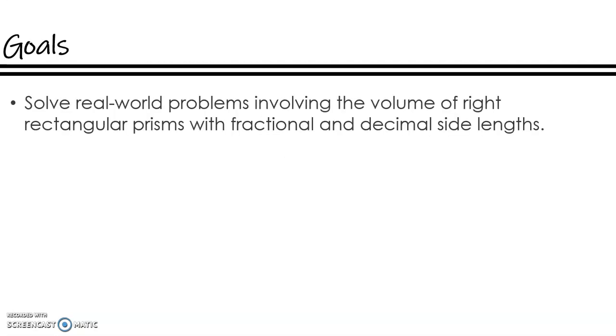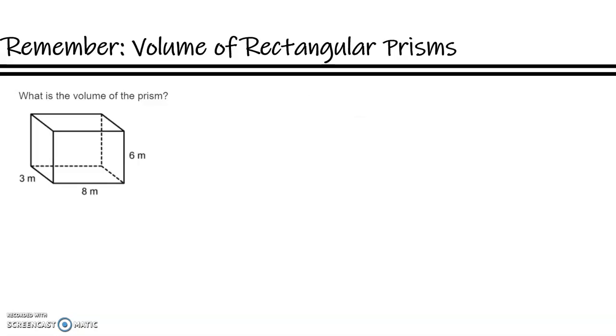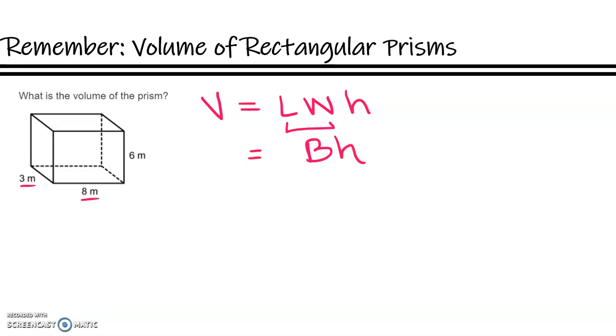So our goals for this video are to solve real-world problems involving the volume of right rectangular prisms with fractional and decimal side lengths. Before we get started, let's make sure we remember how to find the volume of a prism. So in the last video, we learned that you multiply length times width times height. You can also call this the area of the base. You just have to remember that to find the area of the base, you multiply the length and the width at the bottom of the prism.